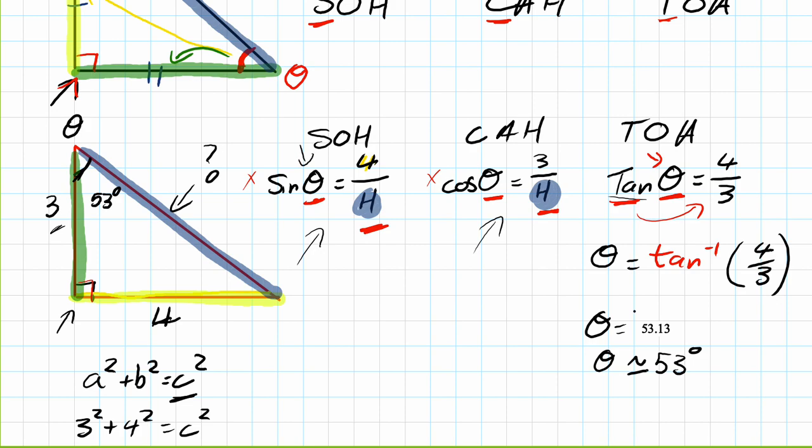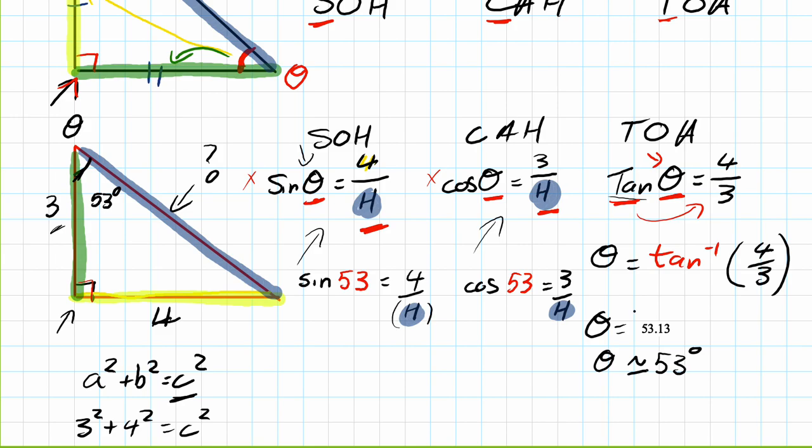We have the value of theta. So we can say sine 53 is equal to 4 over h. Or I can say cos 53 is equal to 3 over h. Notice they're slightly different. It's because sine and cos calculate a bit differently. The goal here is to isolate for h. We want to find the hypotenuse. So we got to use a little algebra because it's divided by on one side.